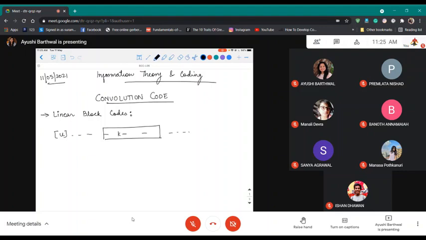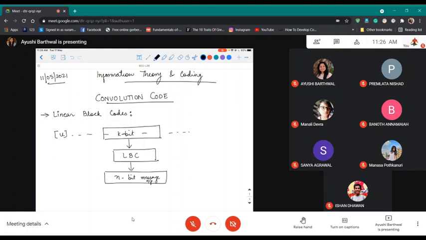We used to pick a k bit message out of that, and then that k bit message was passed through a linear block coder to give an n bit output, or encoded message output. So this is how a linear block code used to work.